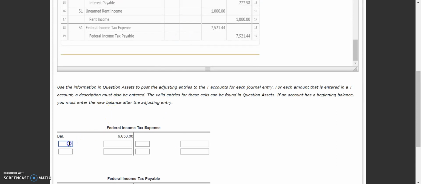Okay, so our federal income tax expense right now is being debited by $7,521.44. So this, remember, is the adjustment, ADJ. And so when we plug this in here, remember this is going to be the total amount that we owe. So we started with $6,650 and we add that $7,521.44, which is going to give us an updated balance of $14,171.44.